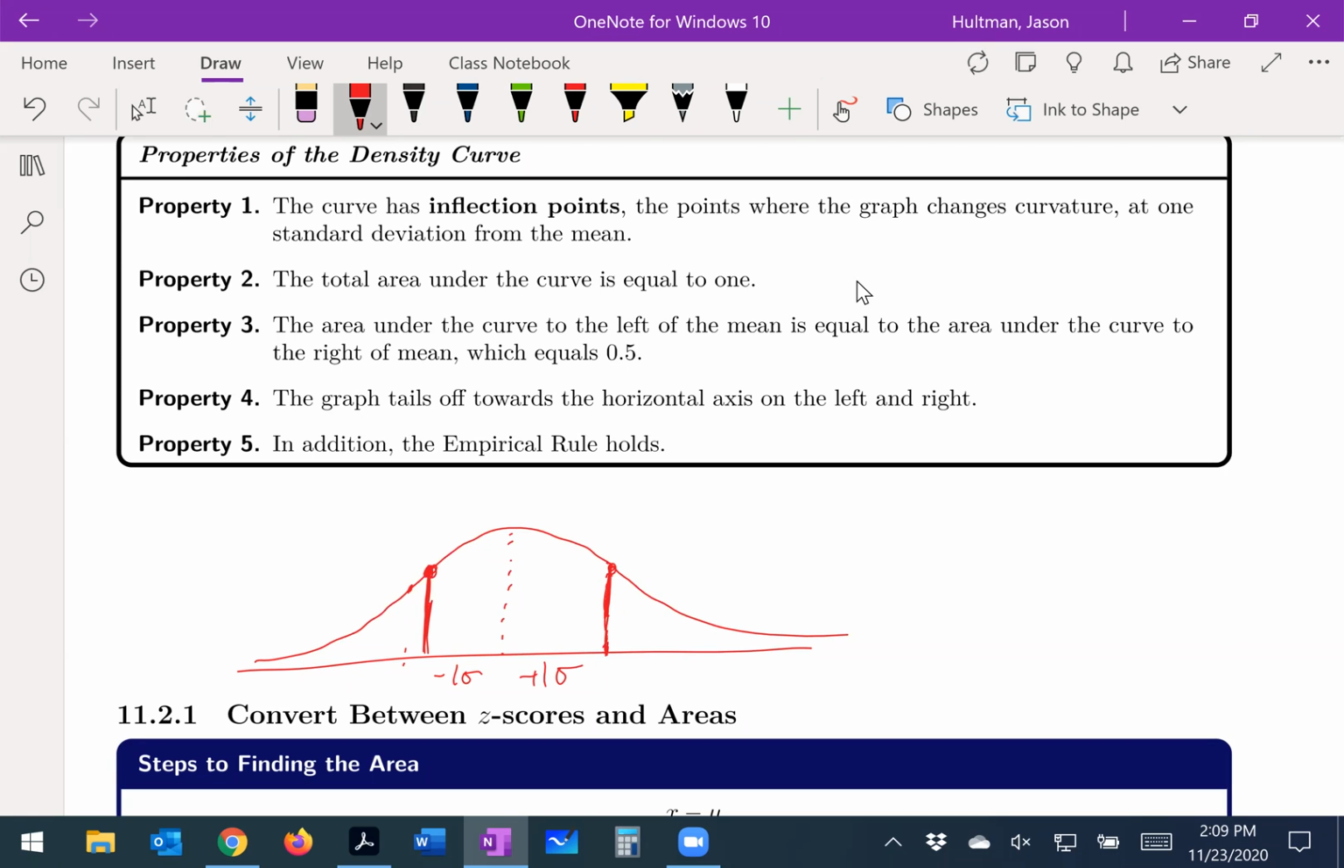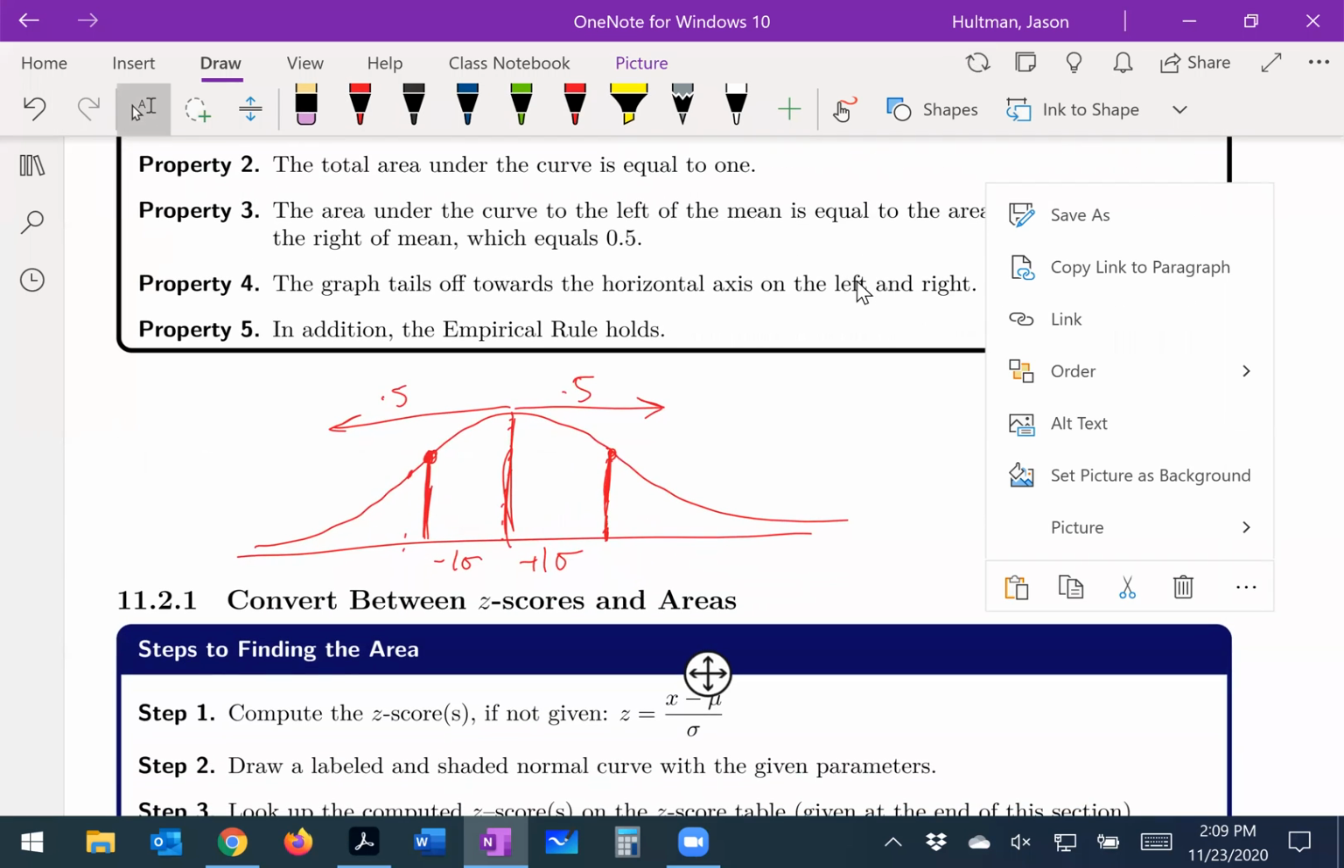Okay, the total area under the curve is equal to 1. We covered that already. The area under the curve to the left of the mean is equal to 0.5. So half of the area is this way, and half of the area is that way. The graph tails off toward the horizontal axis on the left and the right. In addition, the empirical rule holds.